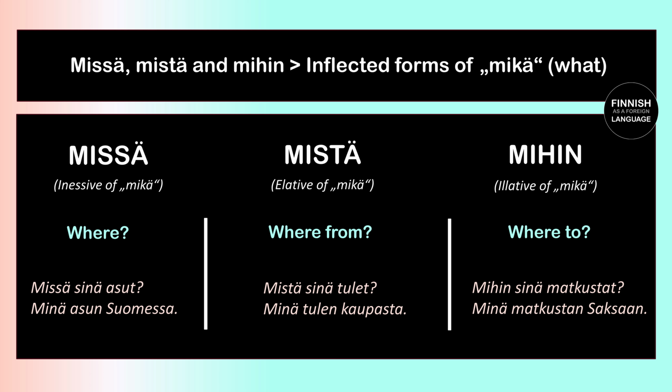Now depending on your destination, you can for example say minä matkustan Saksaan, which means I'm traveling to Germany. Minä matkustan means I travel. Matkustan is the first person singular present tense of the verb matkustaa, which means to travel, and Saksaan is the elative case of Saksa, which means Germany. So let's repeat. Mihin sinä matkustat? Where do you travel to? Minä matkustan Saksaan. I'm traveling to Germany.